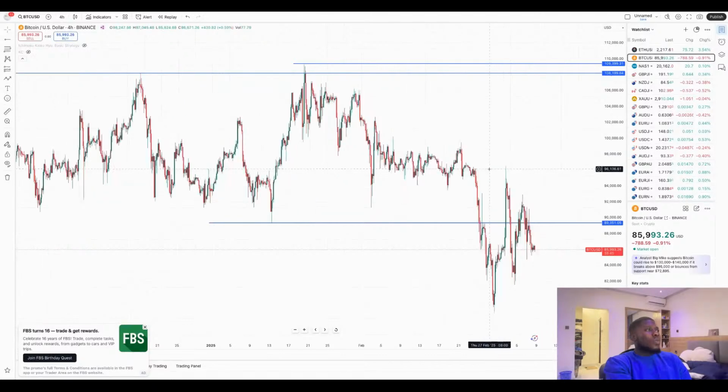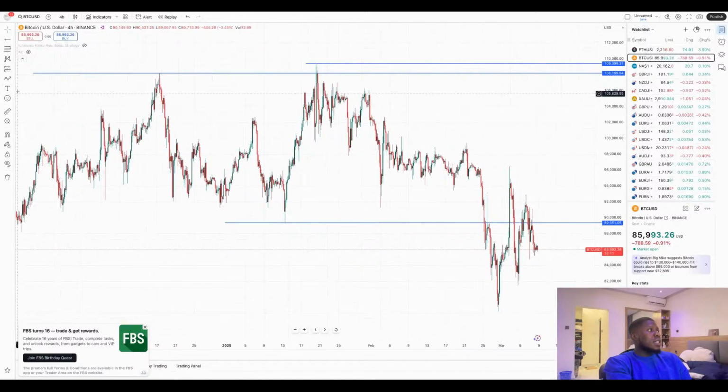So right now, checking out this is the current price. So market is at this current support, this area of supports.